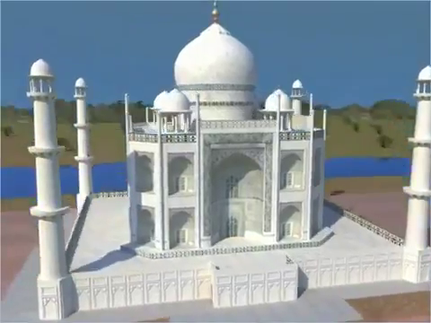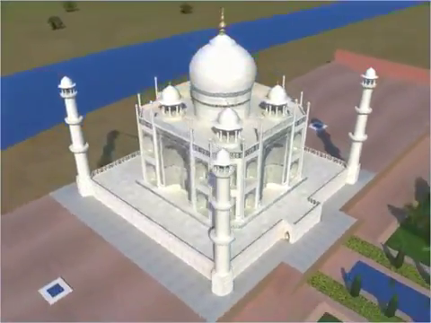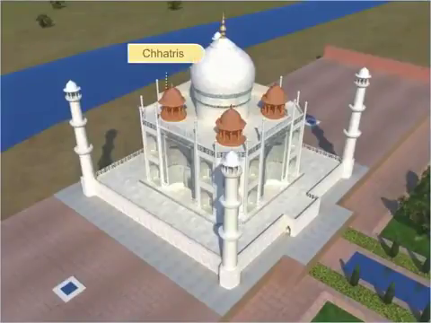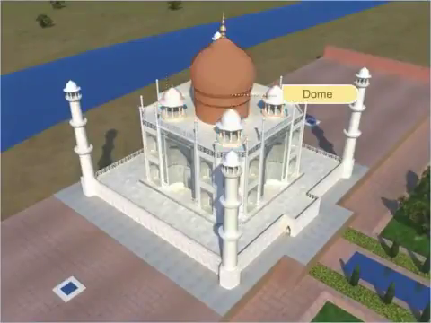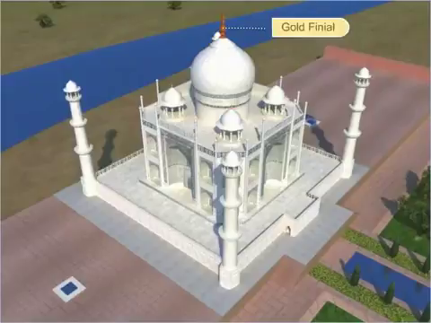On the exterior, the domical roof is surrounded by smaller elevated domes or chhatris on all sides. The main dome is topped by a gold finial.